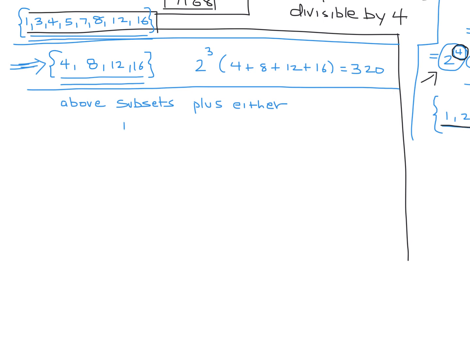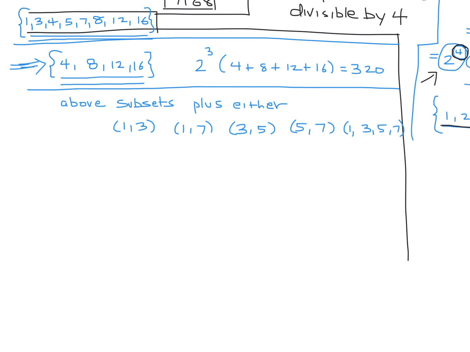So either 1 and 3, right, because 1 plus 3 is 4, or 1 and 7, because 1 plus 7 is 8, 3 and 5, because 3 plus 5 is 8, 5 and 7, because 5 plus 7 is 12, or there's one more, I think, 1, 3, 5, and 7, that one, because that would be 4 plus 12, which is 16. That would do it.